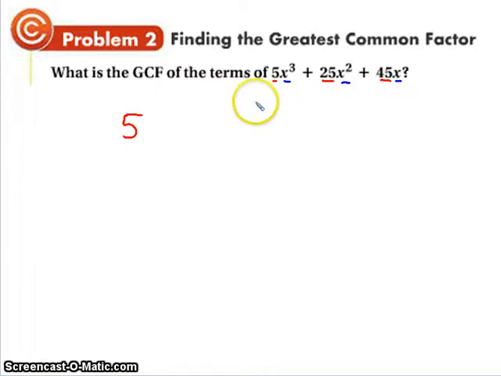Okay. We do the same thing with the letters. We have an x cubed, an x squared, and an x. The GCF is x. Just as a hint, the variable will always be the smallest exponent. That one will always go into all of the others because of the whole addition thing. Okay.